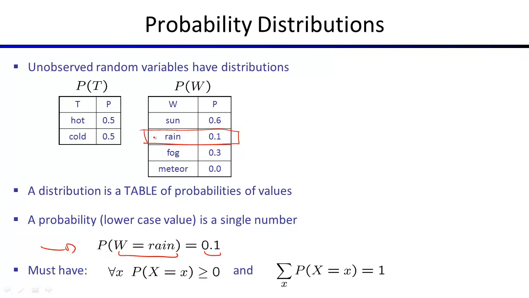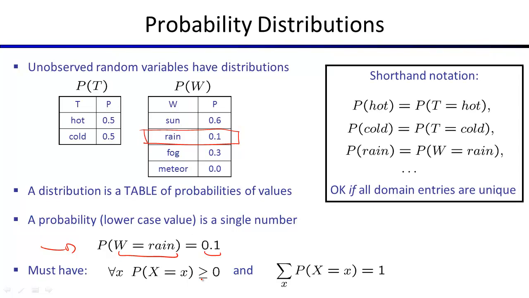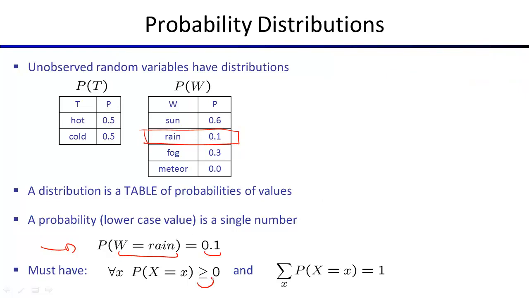The property these tables have to satisfy is that, first, all entries have to be bigger than 0. And second, they have to sum to 1. By definition of a probability distribution, those two properties have to be true. Other than that, you're free to choose the entries in those tables.